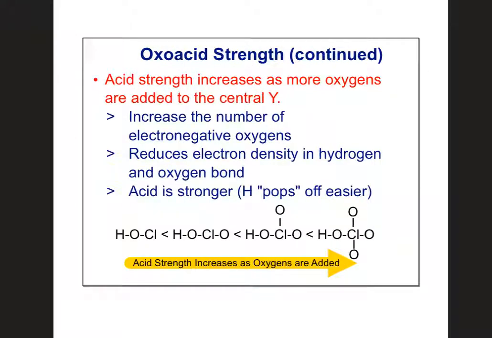So the more electronegative this bond is between oxygen and the other element, the easier H will pop off. Another option is we could have an oxo acid, but that other central element could have some additional oxygens. So if I have more electronegative oxygen, this chlorine is pulling lots of electrons towards these chlorine-oxygen bonds. The more oxygens on that central atom, the stronger the acid, because there's less electron density between the oxygen and the hydrogen. It's being hogged on this side of the molecule, so the H pops off easier. And remember, H popping off easier, stronger acid.